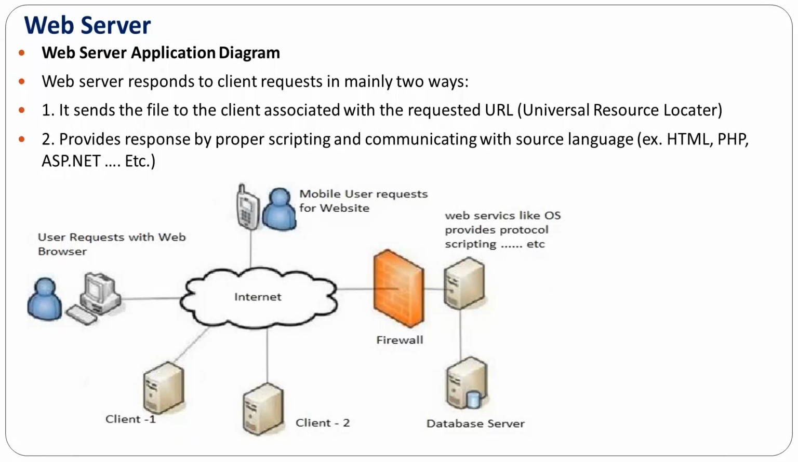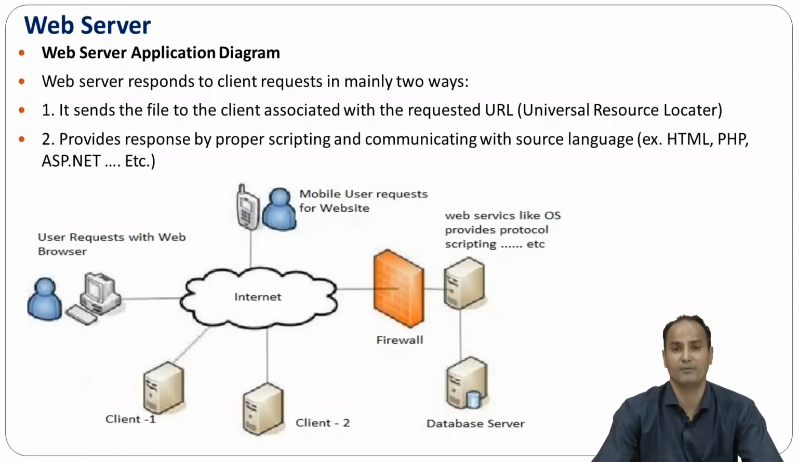Now next is the web server application diagram. If we have to learn how the web server performs its functionality, we can say that it generally performs two main tasks. One is it sends the file to the client associated with the requested URL, and second, it provides the response by proper scripting and communicating with source languages, that is, in the form of HTML, PHP, ASP.NET, etc.